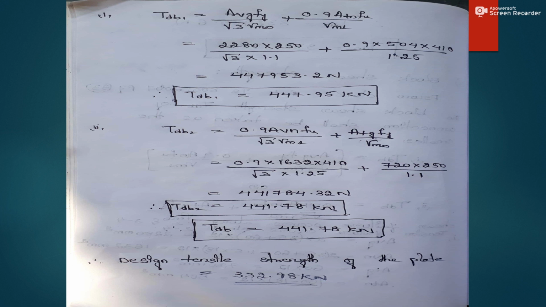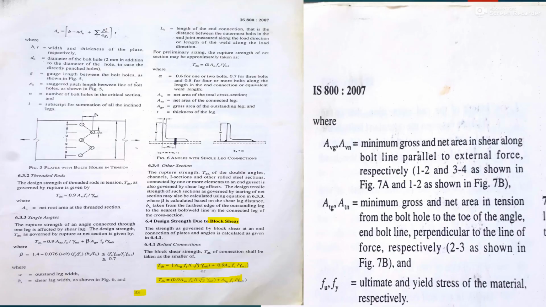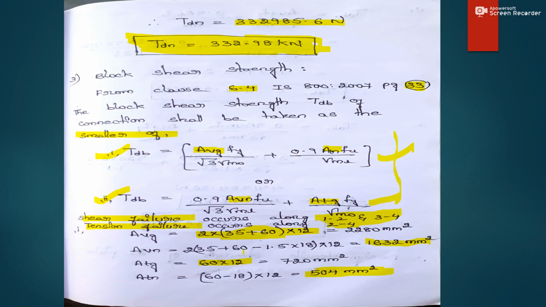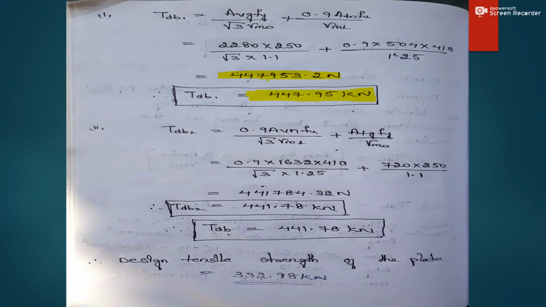So substitute all the values and calculate. You will be getting the TDB1. So that is 447953.2 newtons, which is 447.95 kilonewtons. So if you want the answer in kilonewtons, it is 447.95. So 447.95. So same for TDB2. Write the formula, the second one, and substitute all the values.